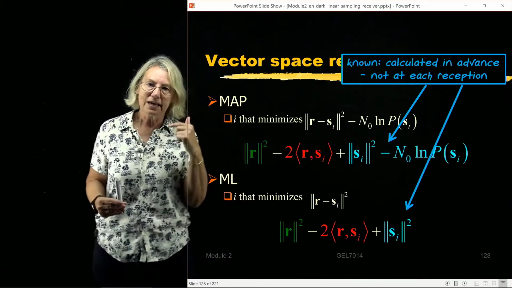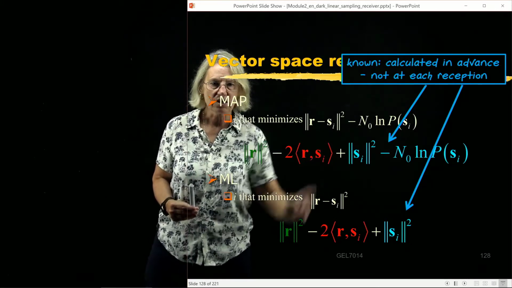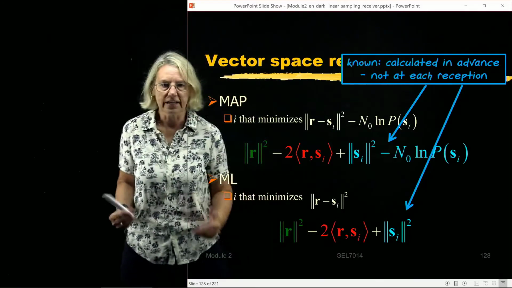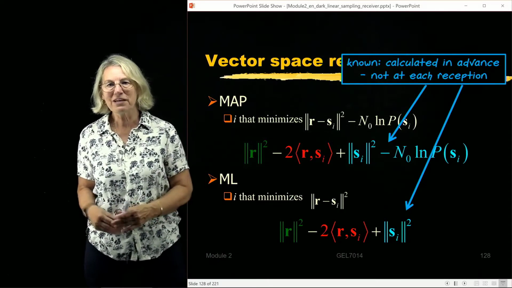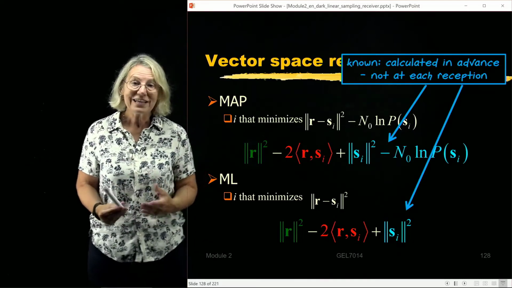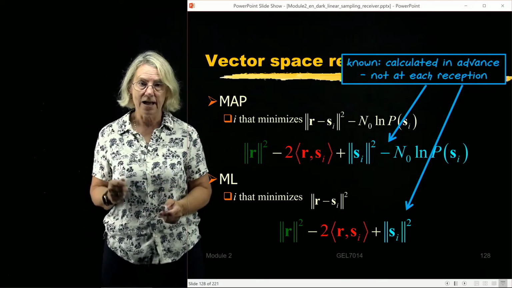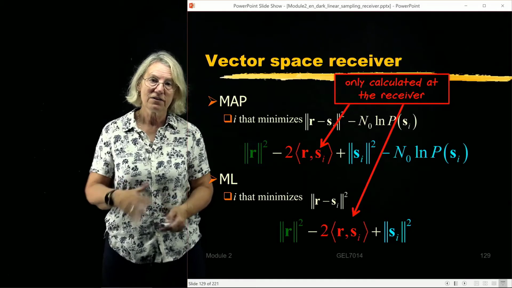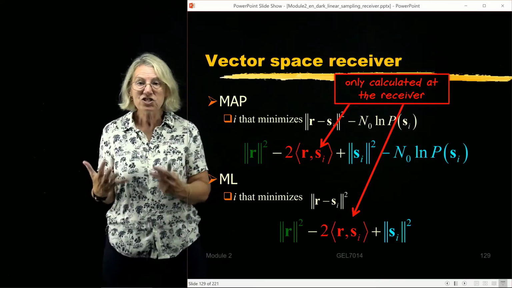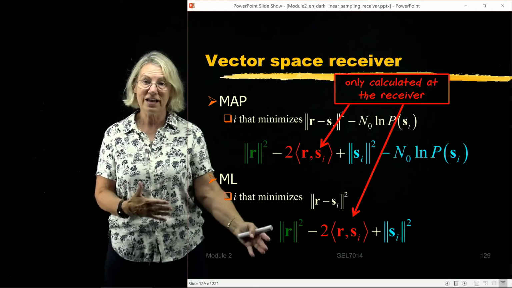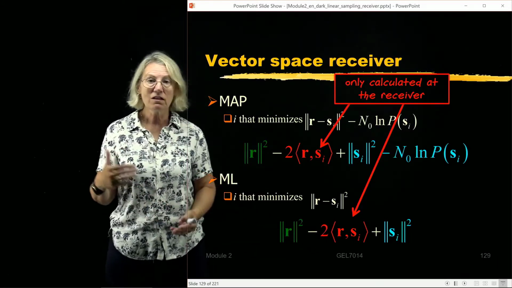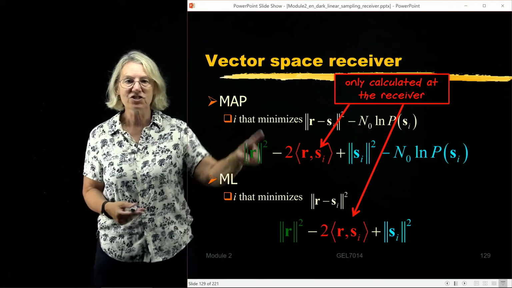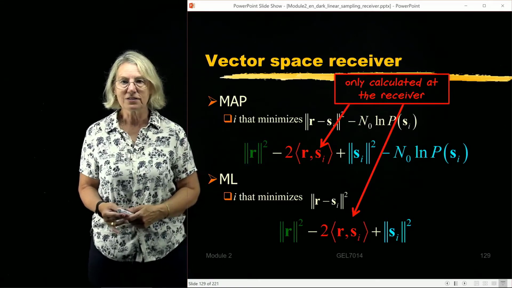But now I'm thinking, well, I don't have to do this whole calculation, because if I look at these three terms, these two terms, well, this one doesn't matter because it doesn't change, so why should I calculate it? And this one, why should I calculate it each time? I know it. So those are just stored. So really, the only thing I have to calculate every time is this inner product. So that's why in the implementation phase of this vector space approach, essentially what I should build is a correlator. I should build a correlator that will give me the values that I need in order to make a decision on either the MAP or the maximum likelihood.